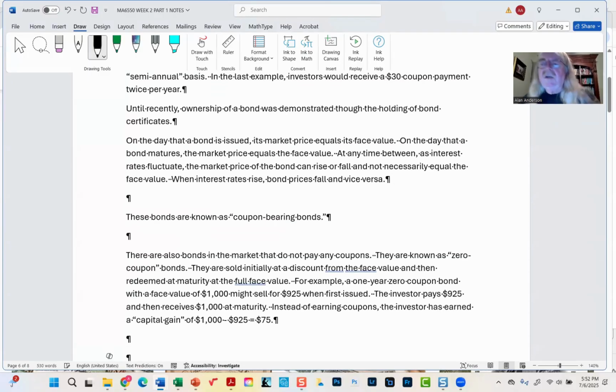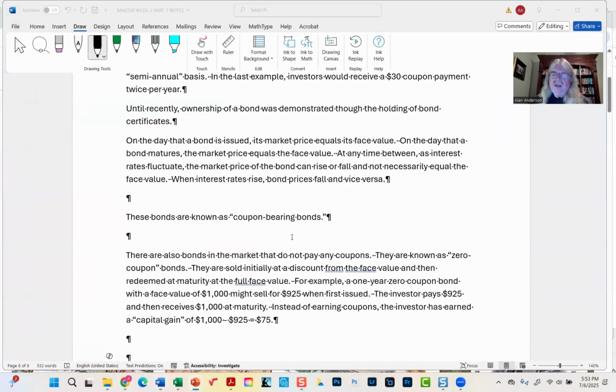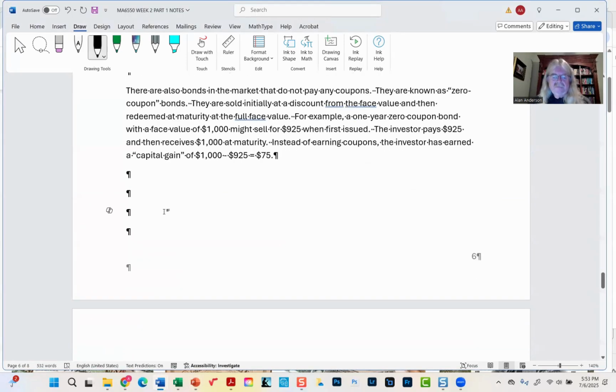But most bonds in the economy do actually provide coupon payments. Usually it's only the bonds with extremely short maturities that are sold this way. Okay, that's just the market convention. So that means that if you can see here, the price of a coupon bearing bond looks like this.